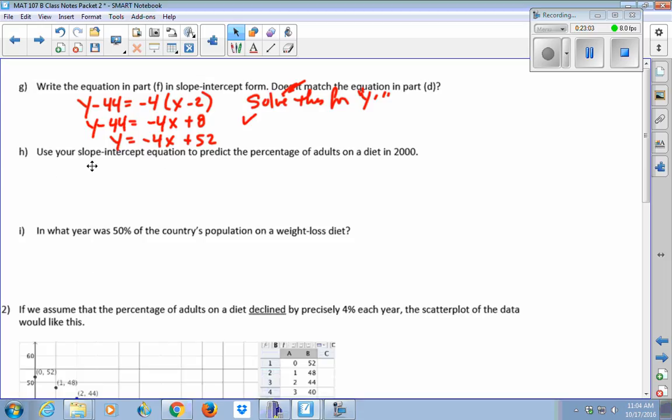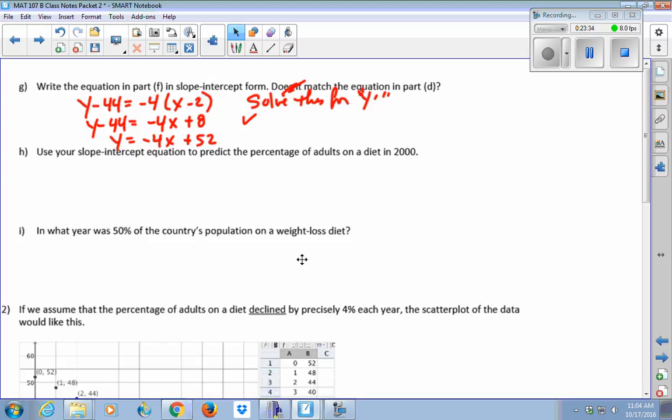Now usually, so this is what we did in project part 1. We used our model. Remember, this is a model here to predict. We could either predict the percentage of the population on a diet given a specific time, or we could find the time a certain percentage of the country was on a diet. So use your slope intercept form of the equation to predict the percentage of adults on a diet in 2000.